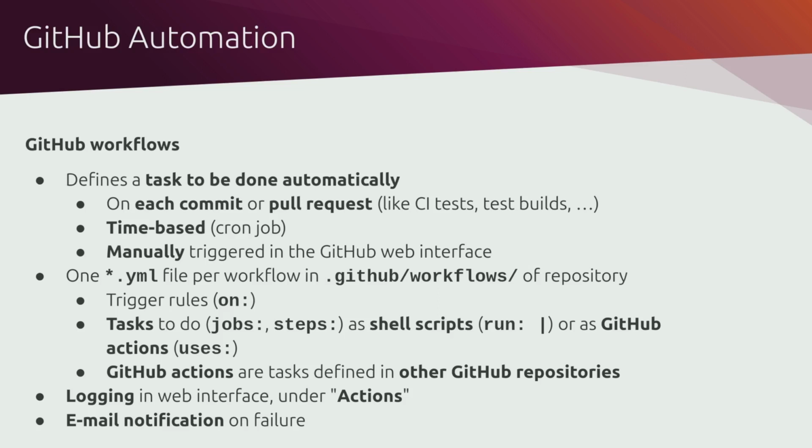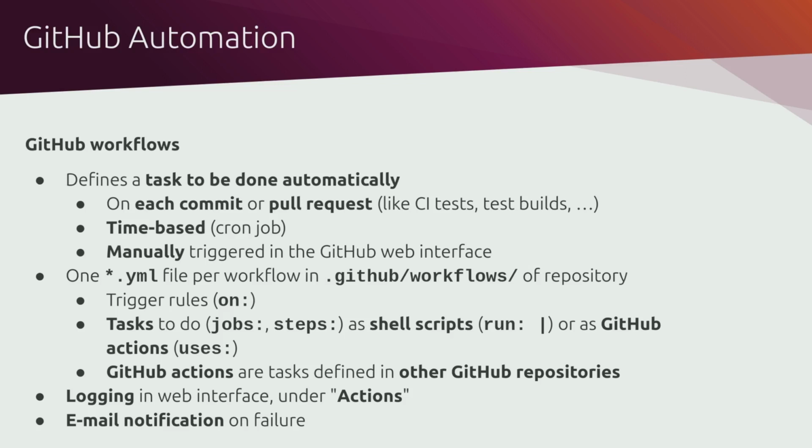But there are more forms of automation. You can do an automation on every commit. Also, for example, to package the resulting compiled code and upload it somewhere with each commit. This is also possible. But you can also do a cron job-like automation.